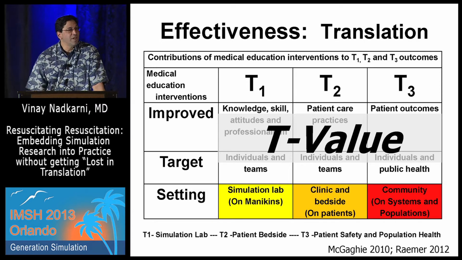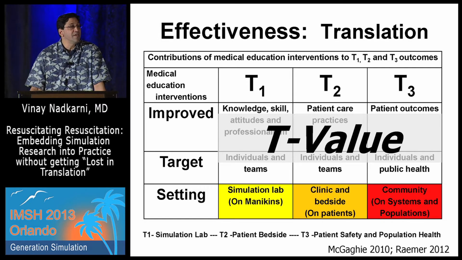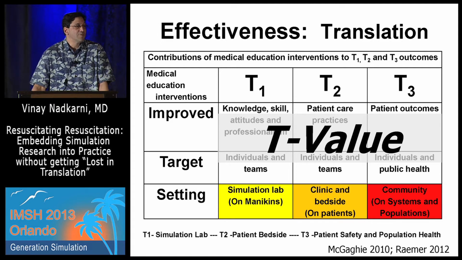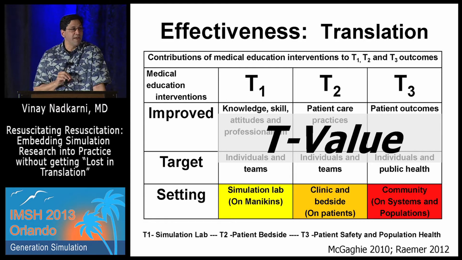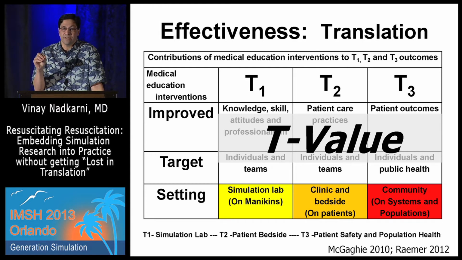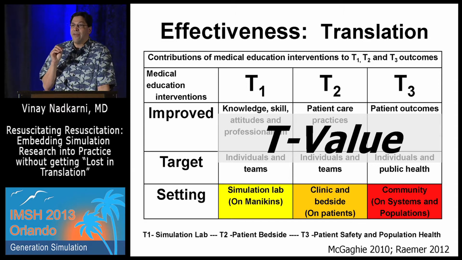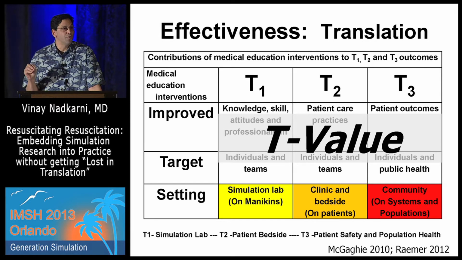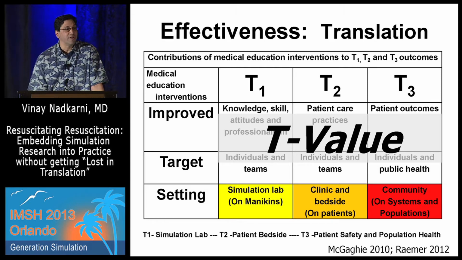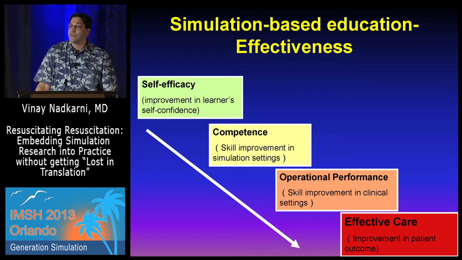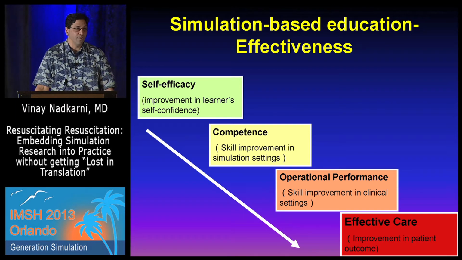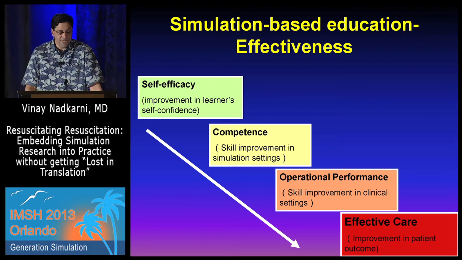When we get to the next level, we start the T3 translation, which means that when we train on mannequins and are competent or excellent on mannequins, that's translated into practice on patients. Then patient outcomes are measured and improved, so we've actually gone through the cycle and made a real difference. And when we do that efficiently and effectively, we get to the holy grail of T-value, or the ultimate translation.